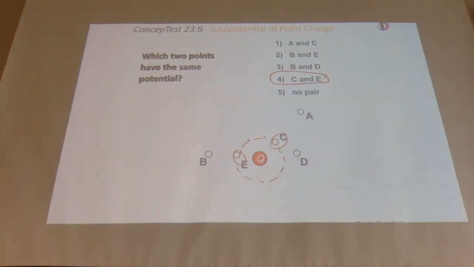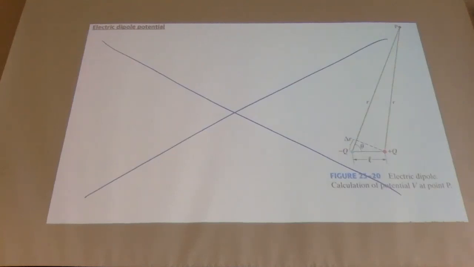I already decided to skip the electric dipole stuff. Turns out we don't really need it for this class, so I'm going to jump over that, which brings me to the last 2 slides of this chapter, and then we're going to do some review stuff, all right? So electric field from electric potential.